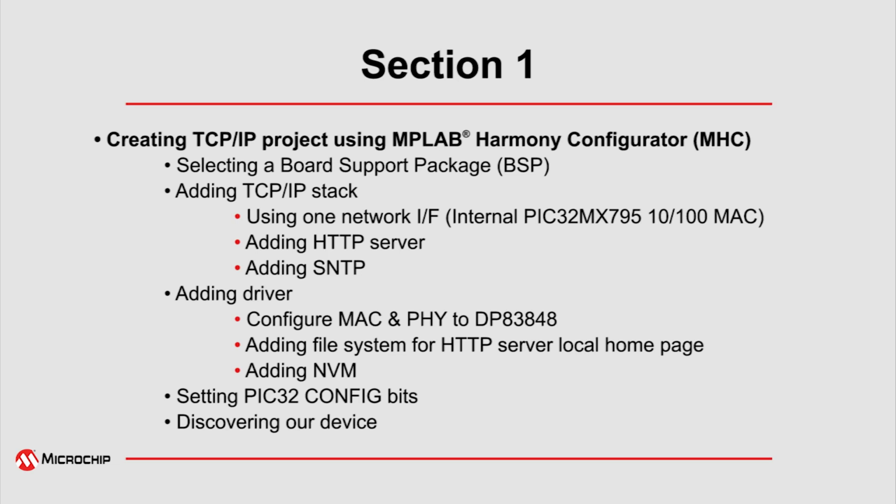First, we will be selecting the board support package. In our demo, we will be using the PIC32MX Ethernet Starter Kit. We will be adding the TCP/IP stack using one network interface. The PIC32MX795 has an internal 10/100 MAC. We'll be adding the HTTP server, which will serve the local web page.